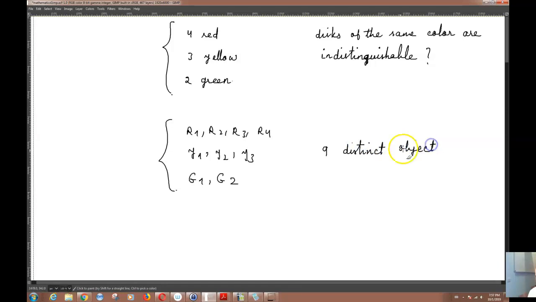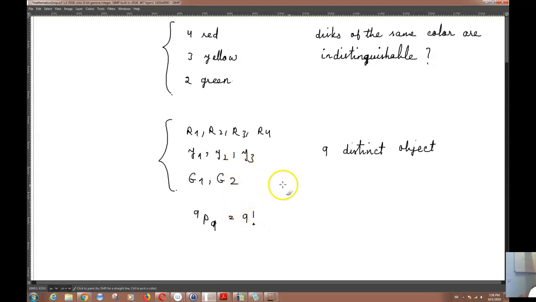Of course, that's actually not the case, because we have said that the discs of the same color are indistinguishable. But for the sake of simplicity, and because I want to find some way to solve the problem, I'm assuming that I have 9 distinct objects, treating them as R1, R2, R3, and R4 and so on. So the permutation related to these 9 different objects would be 9 permutation 9, which is equal to 9 factorial.